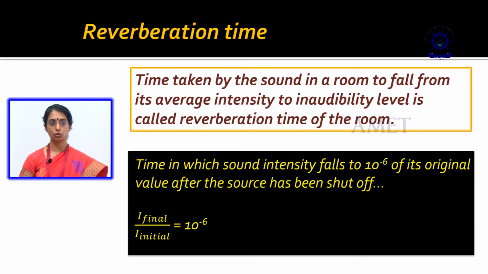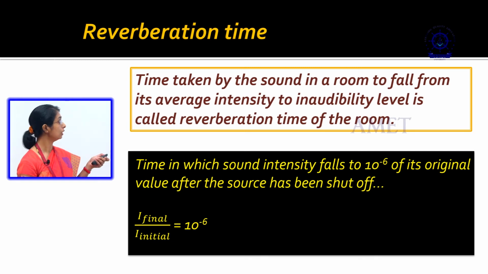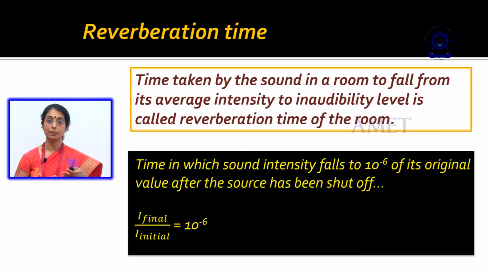Reverberation is controlled by first calculating something called the reverberation time in a room. So, what is reverberation time? Reverberation time is nothing but the time taken by the sound in a room to fall to an average intensity which is far less than the audible levels, that is, it reaches the inaudible level. That time is called the reverberation time, or in other words, it is the time in which the sound intensity reduces to 10 to the power minus 6 of the initial intensity once the source has been shut down.